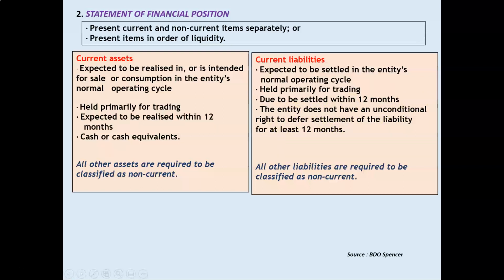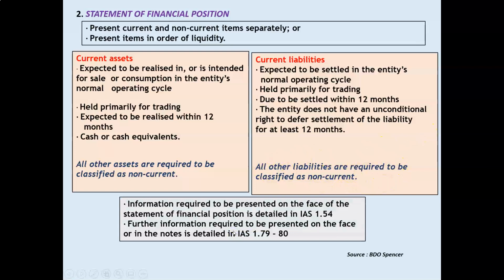What does that mean? Well, let's say that you have reached an agreement with your creditor. You say, well, listen, I'm going to pay you, but you must give me some extension on the date. And he says, okay, well, you can pay me after a period of 15 months. So after year end, there's still 15 months before I'm going to pay him. Then it's not a current liability anymore. And that will then be classified as a non-current liability because I have deferred payment for longer than 12 months after the financial year end. Now, all other liabilities are required to be classified as non-current liabilities.